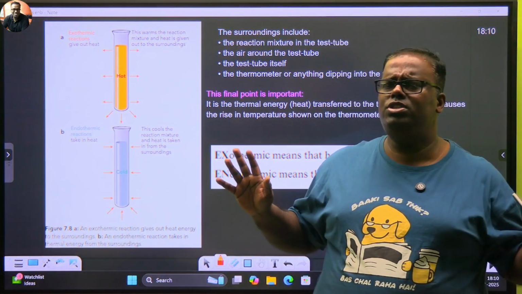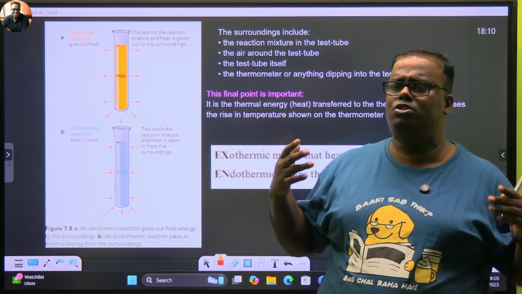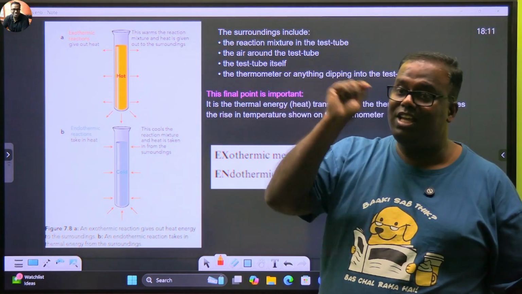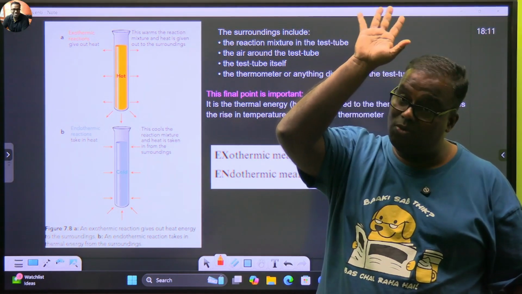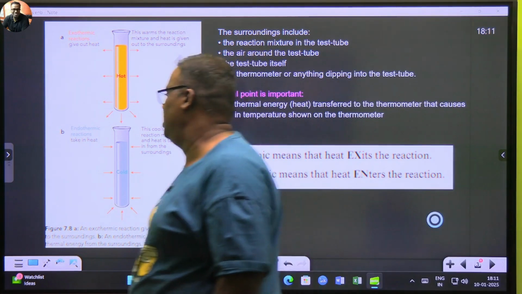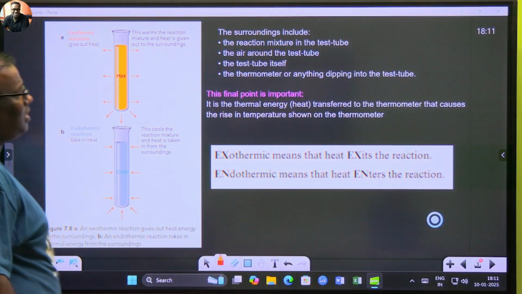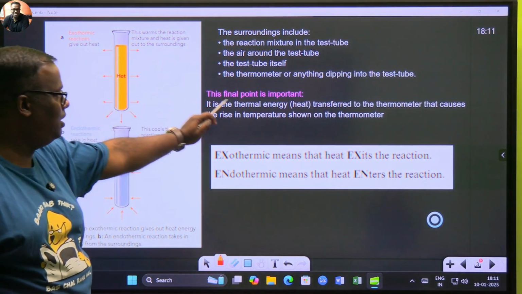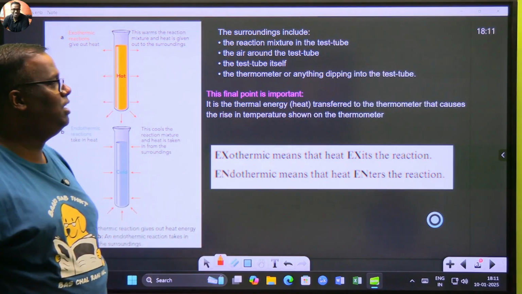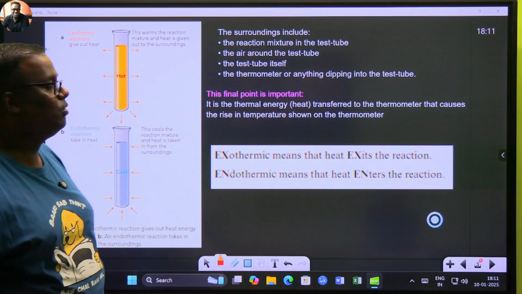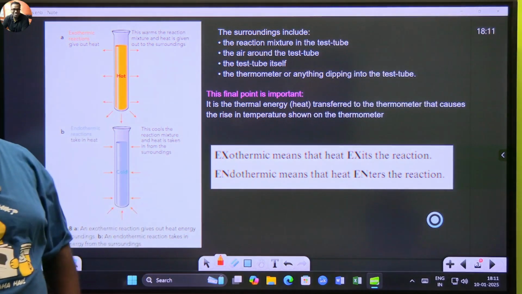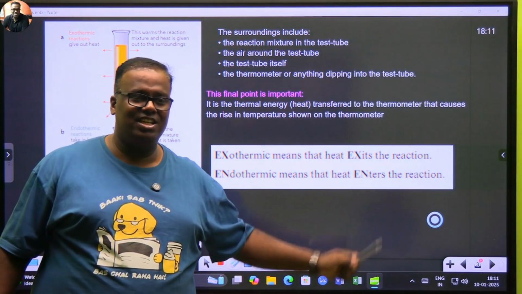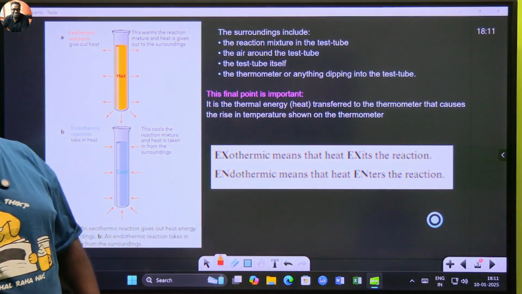But do not confuse it. An exothermic process is one which gives out heat from the system. Here the system is not the reaction mixture. The bond breaking is where the system is, you will understand that from the pathway. इतना clear हुआ? So the surroundings will include the reaction mixture in the test tube. The final important point is, it is the thermal energy transferred to the thermometer that causes the rise or dip in the temperature. Exothermic means heat exits. Endo means heat enters.